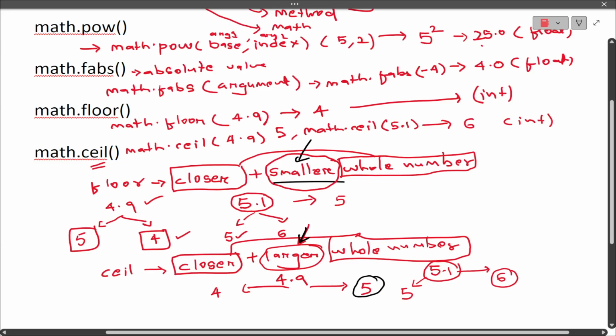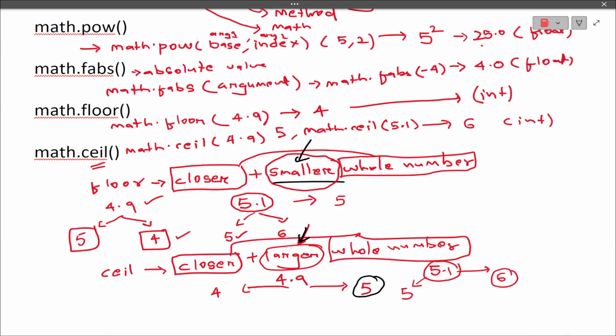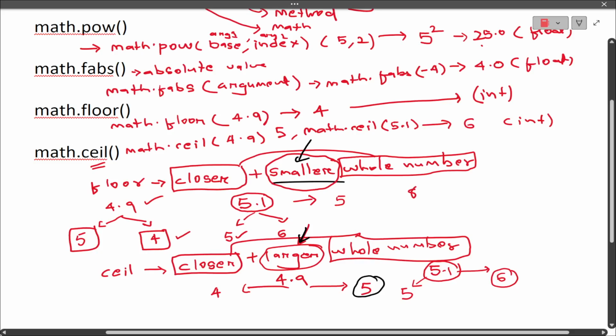Now most students will have this confusion. What if the user gives me an exact number in math.floor and math.ceil? At that time, you need not worry: the same number, but in integer form, will be printed. Suppose somebody has given me 8.0.